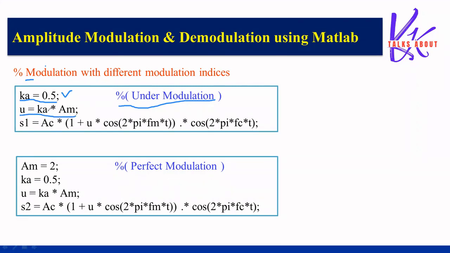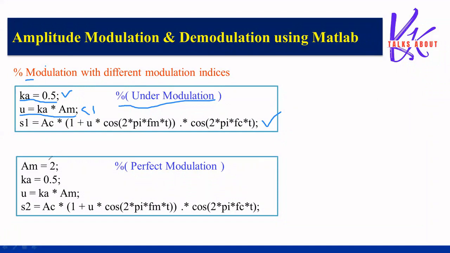We have also defined the modulation index, mu is equal to Ka into Am. That means if Ka is equal to 0.5 and Am is already defined as 1, then the mu value will be less than 1. Then we define the standard equation, s1 is equal to Ac into 1 plus mu into cos 2 pi fm t, into cos 2 pi fc t. With this equation we will get the under modulation, because my mu value is less than 1.